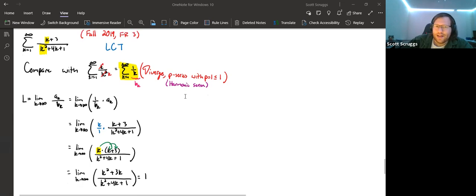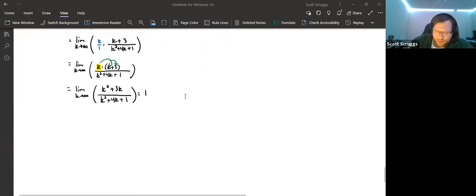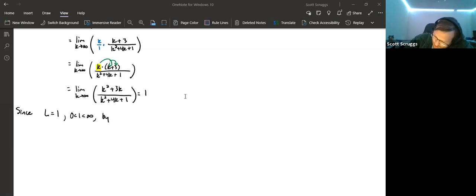Now let's summarize that at the bottom to write a conclusion. So since L is equal to 1 by our work, and it is a finite number, and we know that the series we are comparing with diverges.